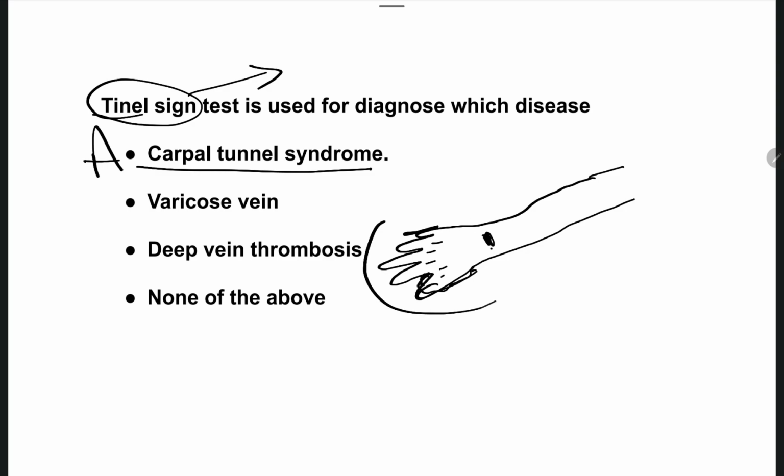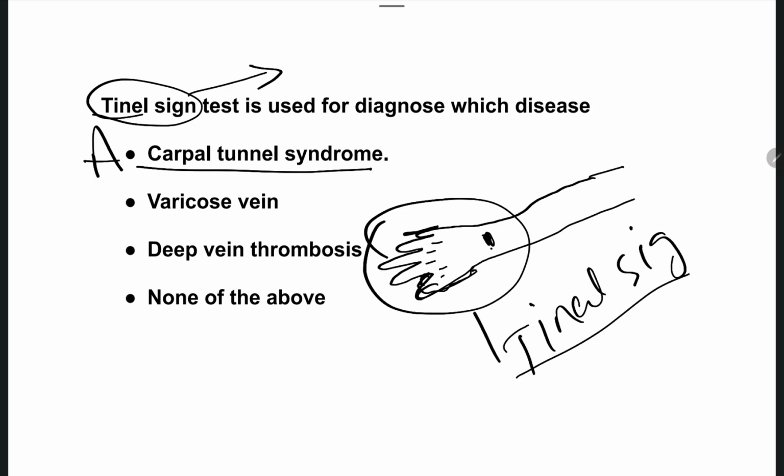So this sign is known as the Tinel sign. This sign is positive in the case of carpal tunnel syndrome.